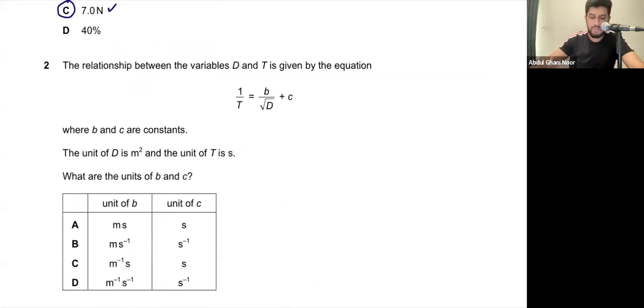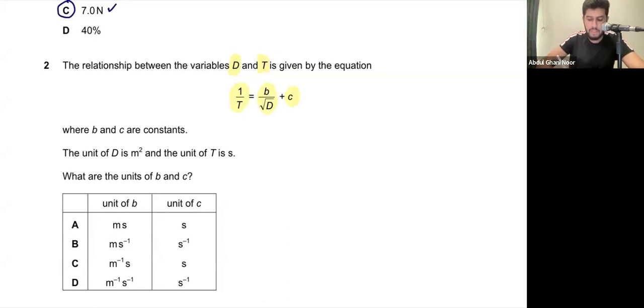Question 2 says the relationship between the variables capital D and T is given by the equation 1 upon T is equal to B upon under root D plus C, where B and C are constants. The unit of D is meter squared and the unit of T is seconds. What are the units of B and C? So the thing is, for any equation, if it's homogeneous, the units on the left hand side should be equal to the units on the right hand side, which means that this term you see, 1 upon T, its unit should be the same as this one's and the same as this one's, right? All three of these should have the same unit.